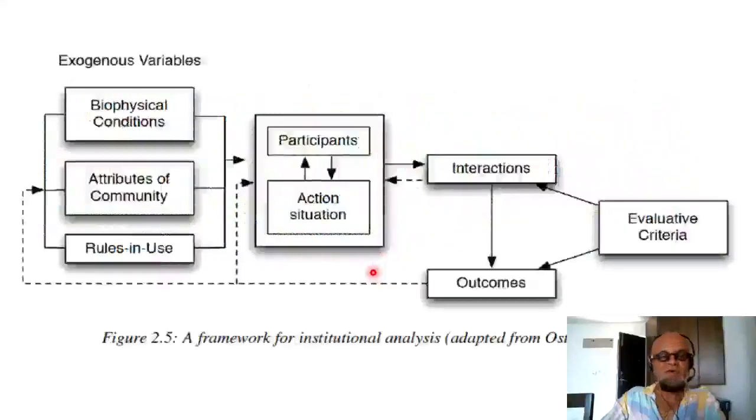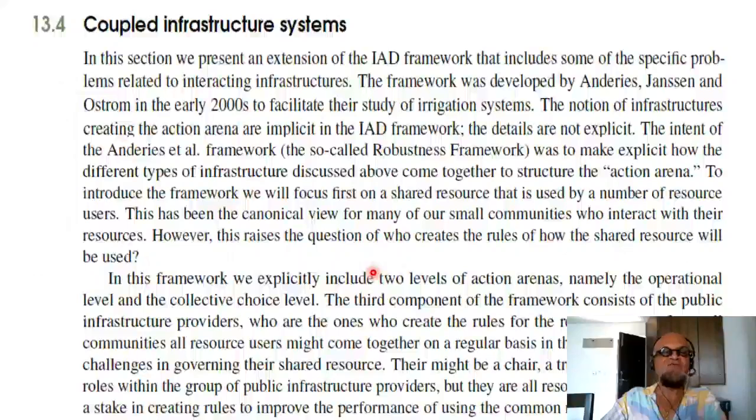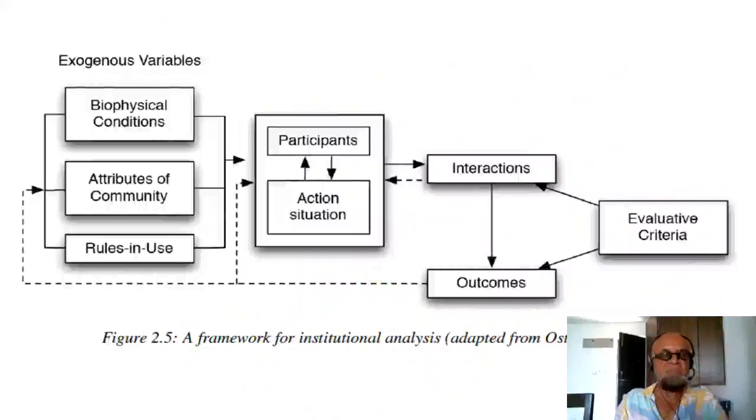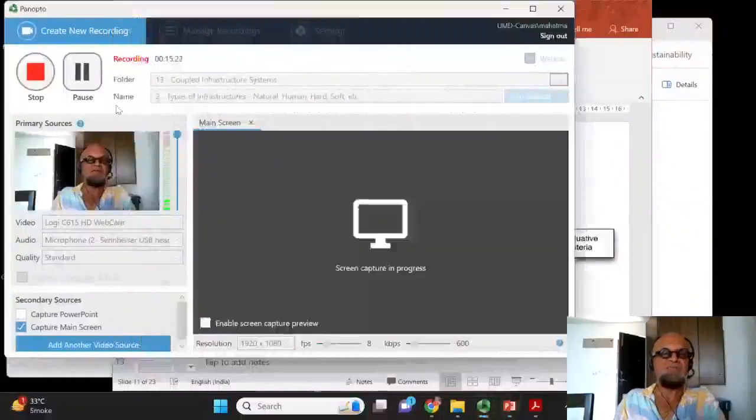Okay, so let's come back and look at the institutional analysis and development framework that we looked at before in figure 2.5 of chapter 2, and then we will look at an application of it, and then we'll move to coupled infrastructure systems to do this analysis with some additional information needed in the systems perspective.